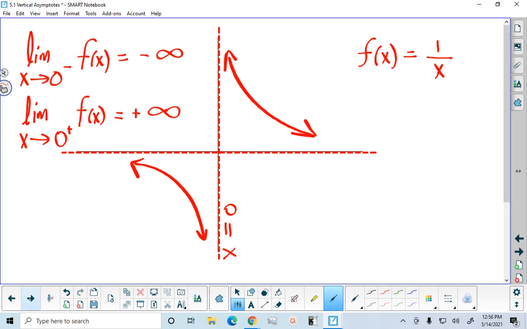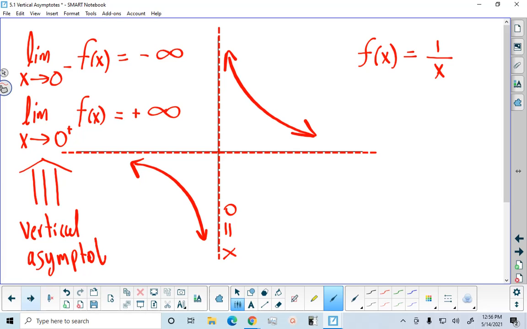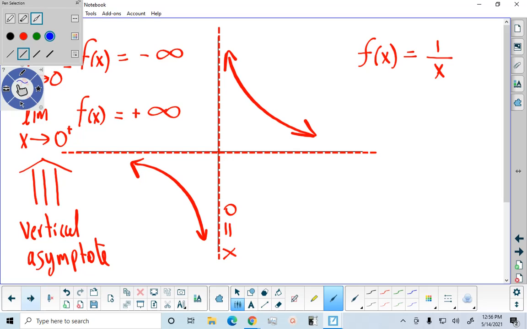So all of this is talking about the vertical asymptote. Asymptote is one of the weirdest words ever. There we go. As a side note, because we're going to talk about it later today, I could talk about the horizontal asymptote. The horizontal asymptote is y equals 0.